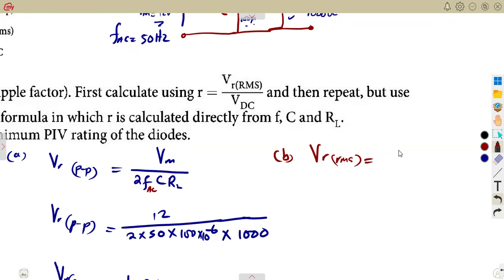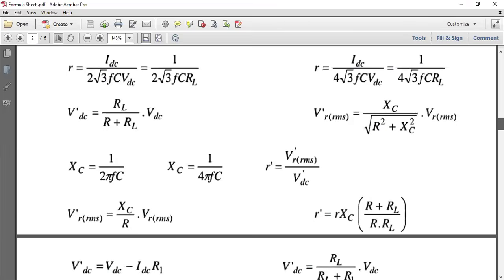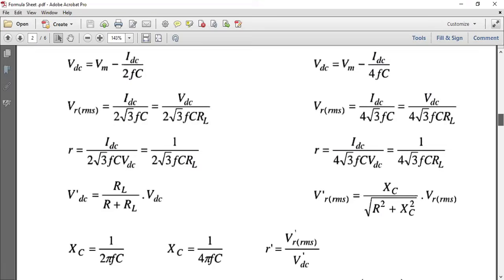As we saw from our formula, given the ripple peak to peak voltage, you simply have to divide by 2 square root of 3, which you also have to consider from your formula sheet. I just need to see if it's going to be possible to share this part of your formula sheet to check. I wanted you to see this here.